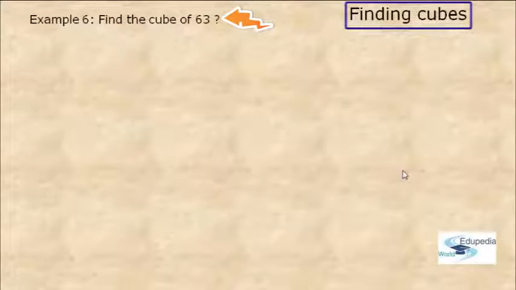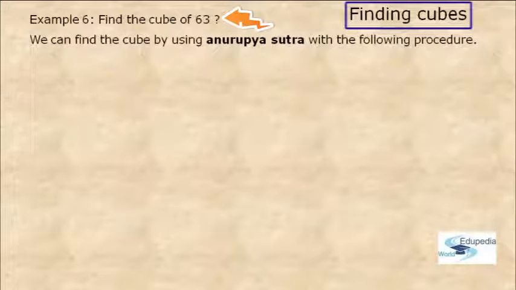So guys, as usual, in order to find the cube of 63, we are going to use the Anurupya Sutra with the following procedure. As I said in the previous sessions, applying Anurupya Sutra has 3 rows of different parts of process in order to get the cube of the given two-digit number. So now let us see what the rows and the parts included in the process are.